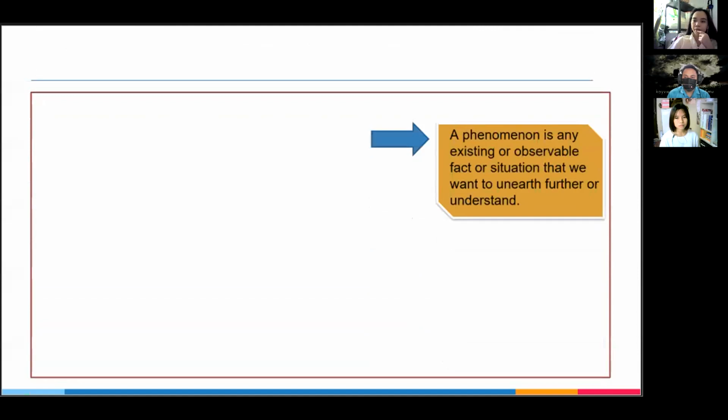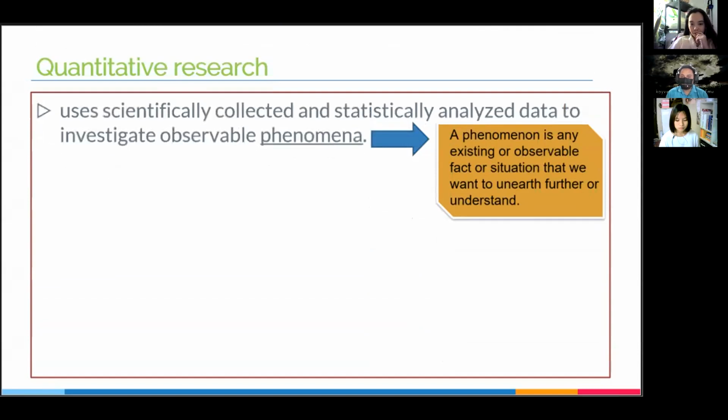Next, quantitative research. So when we say quantitative research, it uses scientifically collected and statistically analyzed data to investigate observable phenomena. When we say phenomena or phenomenon, no, it is any existing or observable fact or situation, no, that we want to unearth further or understand. That is phenomena. Okay? So quantitative also is based, no, on the methods used in natural sciences. Okay? Quantitative research also used to find out how much, how many, how often, and to what extent.